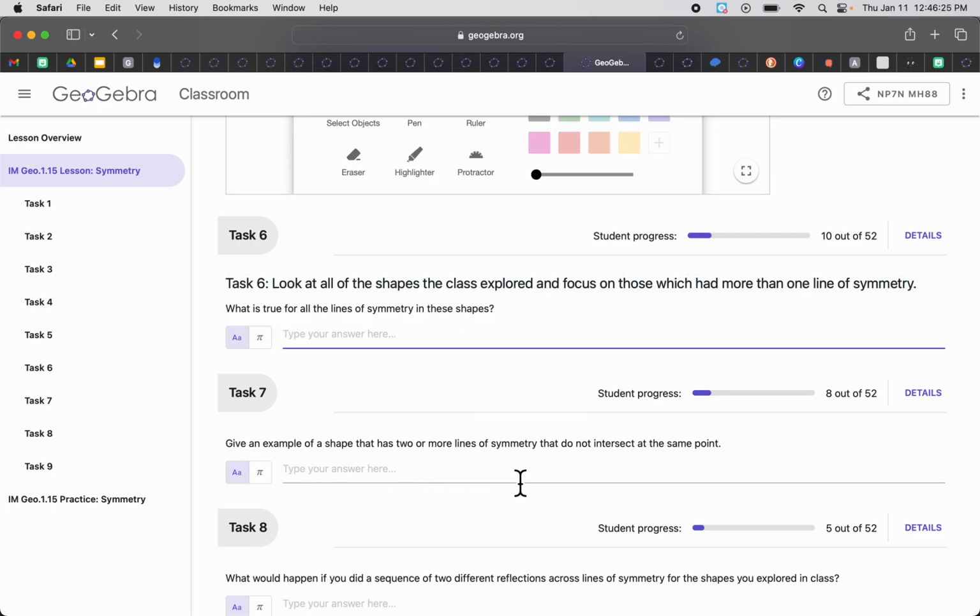Give an example of a shape that has two or more lines of symmetry that do not intersect at the same point. Well, geez, I have no idea. I have not been able to think of one, right? If you can think of one, let me know. A shape that has two or more lines of symmetry and those do not intersect at the same point.